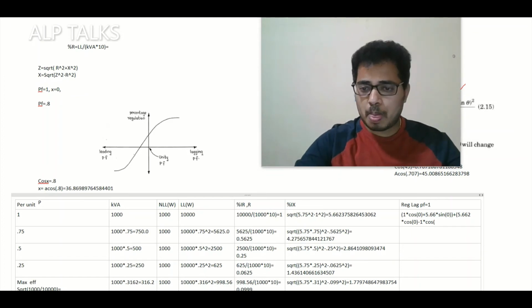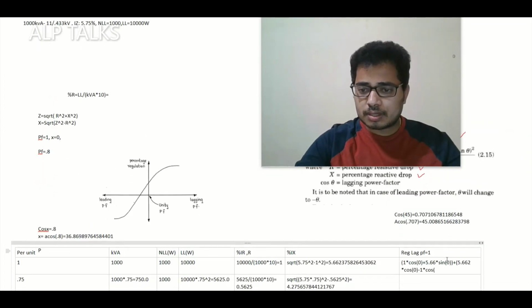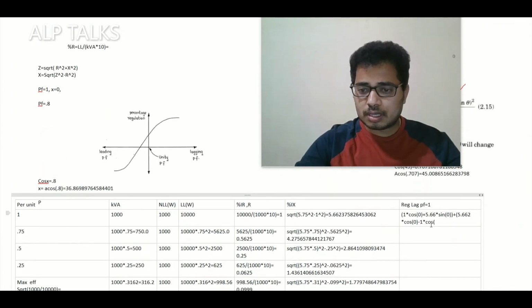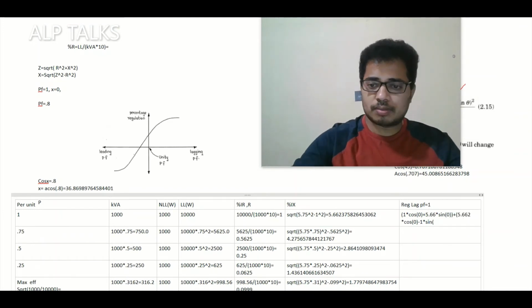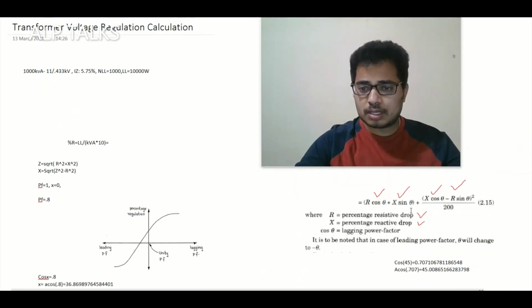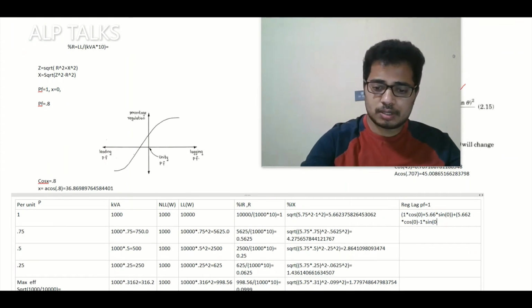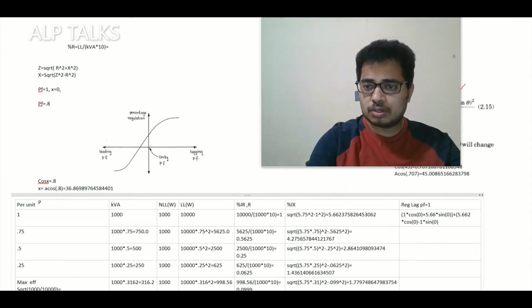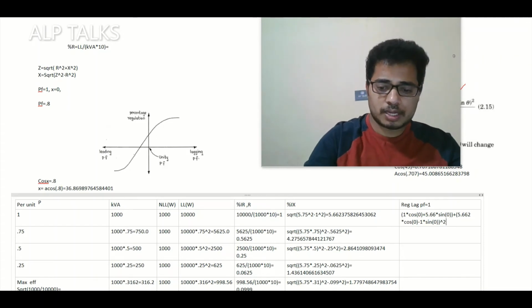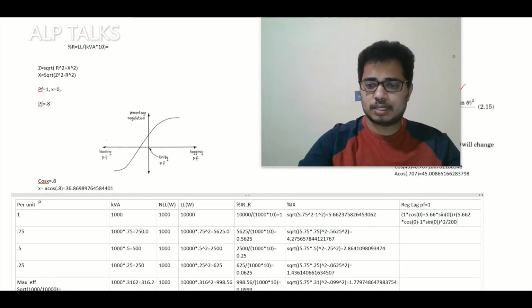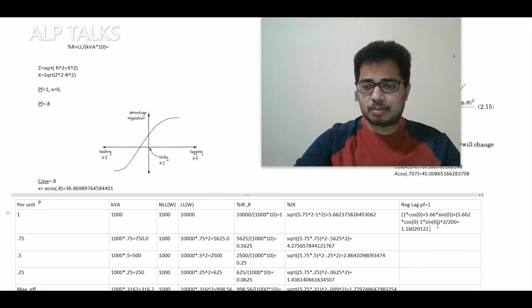So x cos theta, I think, yeah, here sin theta will come, r cos theta x sin theta here. So 1 into sin 0. So after that we have to square it, we have to take 200%. So here 1.16% we got it. So this is the regulation now in this case.